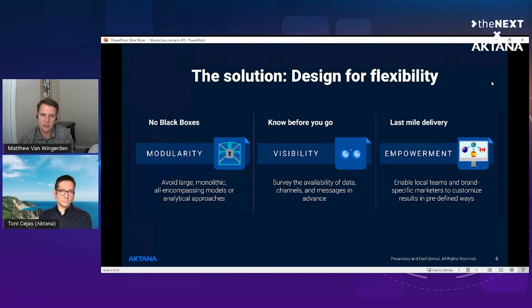The second piece is visibility, which is about, once you've designed your system for modularity, knowing which modules you can turn on in different places, and where you have to do data transformations to make it work. And just knowing where you have to enable last mile delivery, which is the third topic, about empowering local teams when there are specific circumstances that require either tweaking the outputs or actually developing, in some cases, custom models, knowing how to empower that.